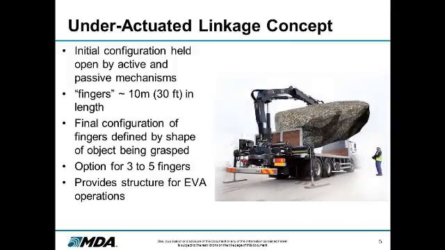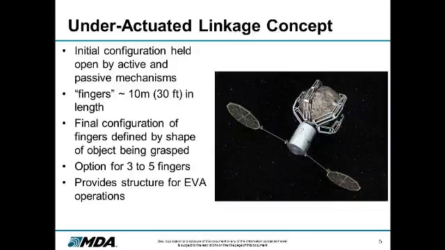Just to give you an idea of the size that everyone's talking about, we put this graphic together to show that it's similar to things that we're used to seeing all the time. Just think of a flatbed truck going down the road with a great big rock. Each finger would be approximately that size. The final configuration, with a number of fingers between 3 and 5, would conform to the shape of the asteroid.